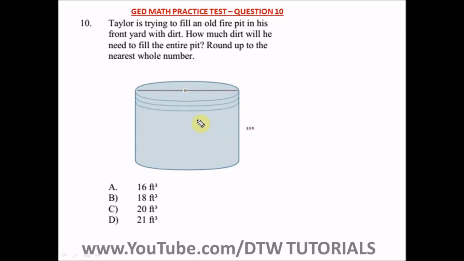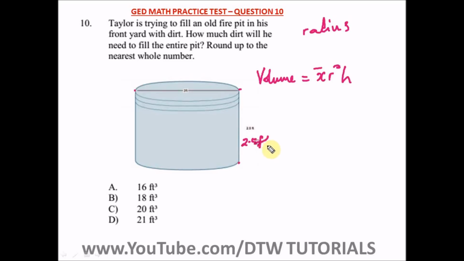And what is the formula to find the volume of a cylinder? V, that's our volume, is equal to pi r squared h, where r is our radius. From our diagram here, we've been given our diameter. The distance from this point to this point is our diameter, and the distance from here to here is our height, which is 2.5 feet.